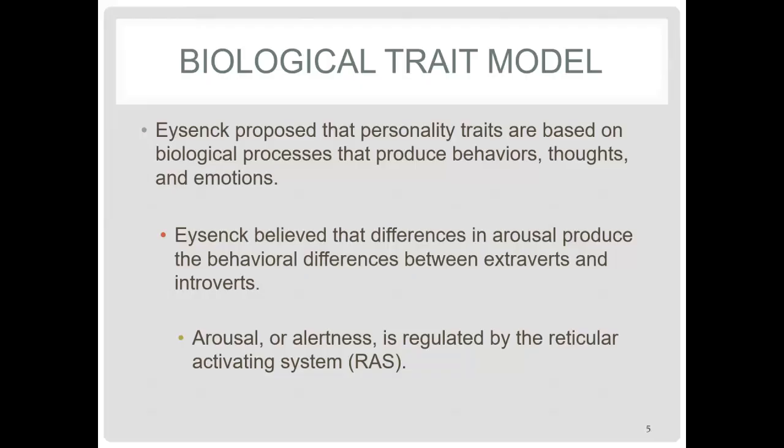So Eysenck is saying that personality traits are based on biological processes that produce behaviors, thoughts, and emotions. He believed that it's the differences in arousal that produce the behavioral differences between extroverts and introverts. And this level of arousal, and this is a really fascinating idea to me, is neurological.